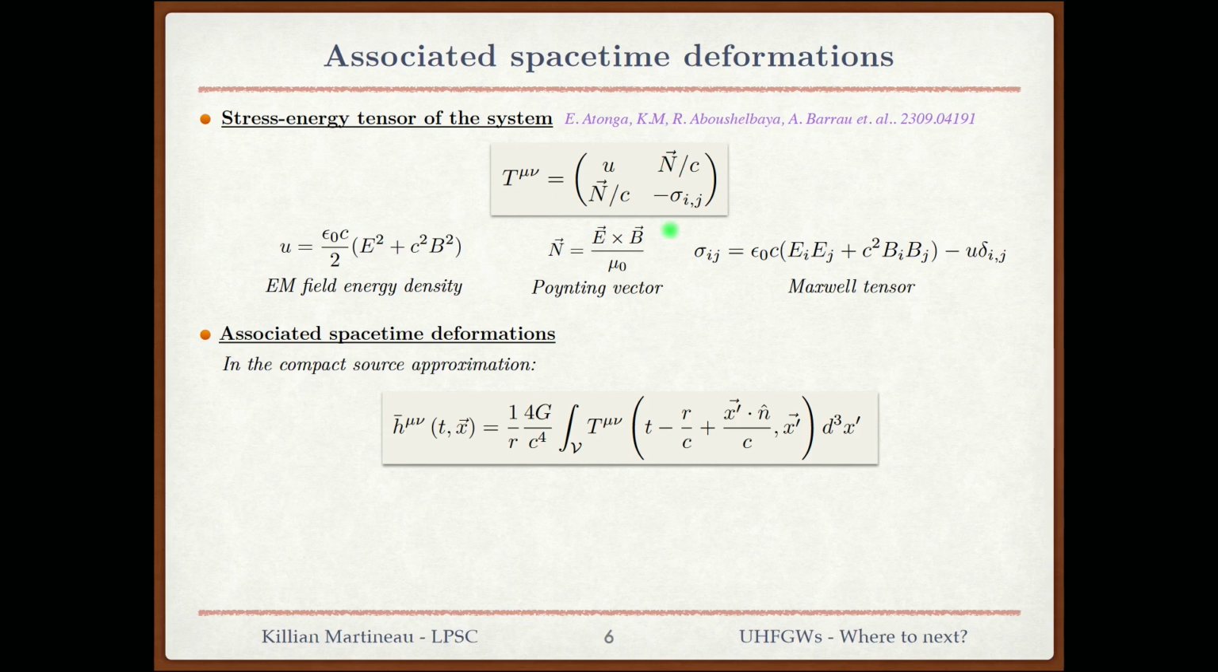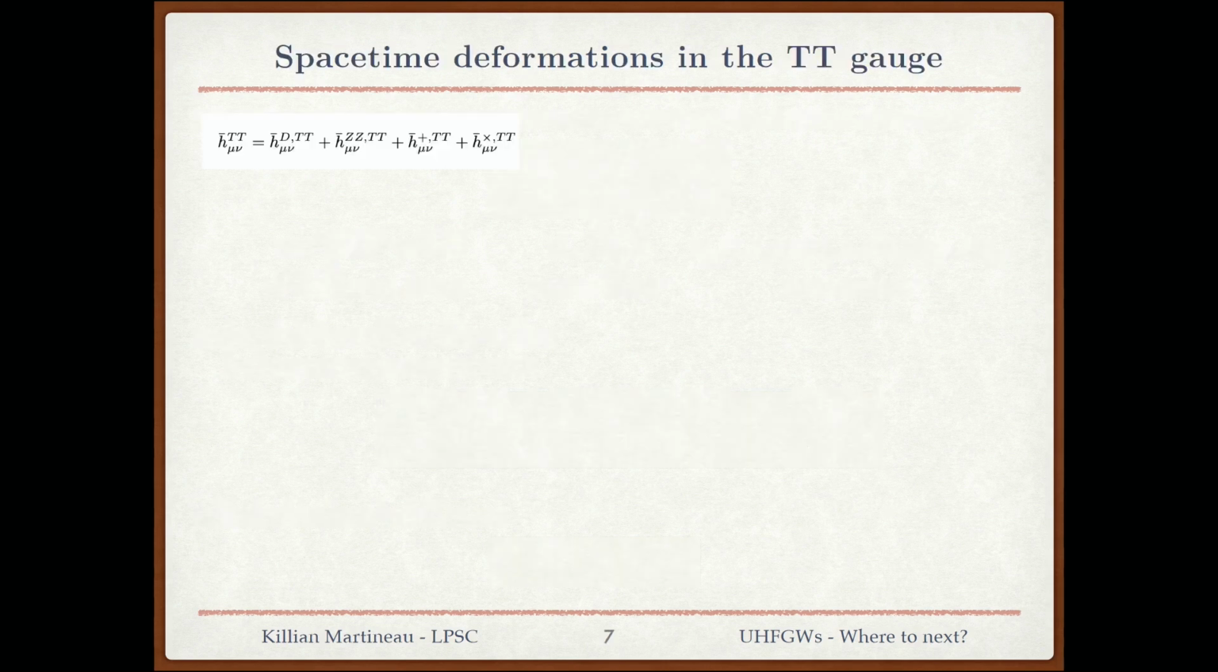Therefore, we were able to compute T mu nu and therefore the space-time deformation in this laboratory frame. So in order to rely only on the physical and radiative components of the space-time deformations, we had to project our result in the TT gauge. The metric deformations in the TT gauge look like this.